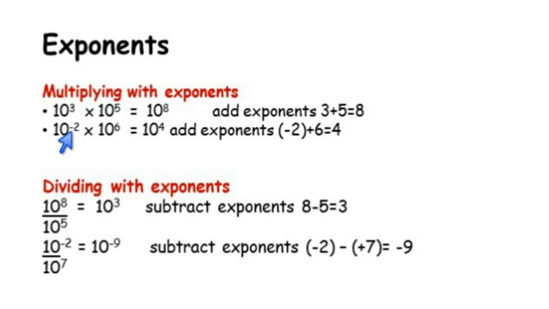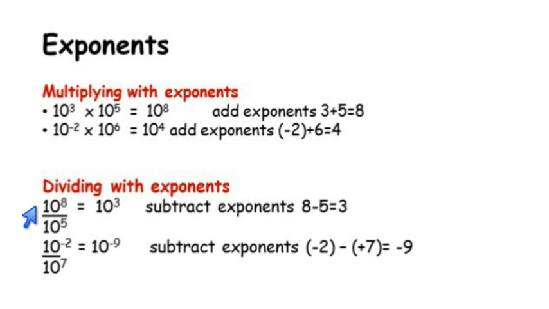If you have 10 to the minus 2 times 10 to the sixth, again you add the exponents. A minus 2 plus a positive 6. When adding a minus and a plus, take the difference between them and give it the sign of the larger. So a minus 2 plus 6 would be a 4. So again, when you multiply with exponents, you add the exponents. It has to be 10 to a power.